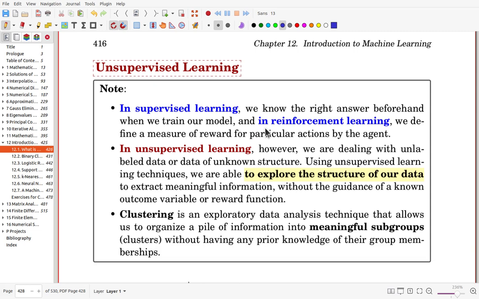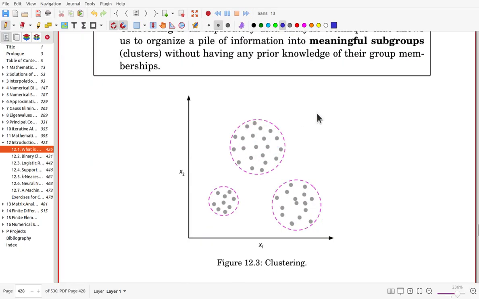Clustering is an example. Let's see here. These are 3 groups, but all the data points are just a set of data points. And by using a clustering algorithm, we found 3 groups like this one, and meaningful subgroups can be detected. That is the clustering.